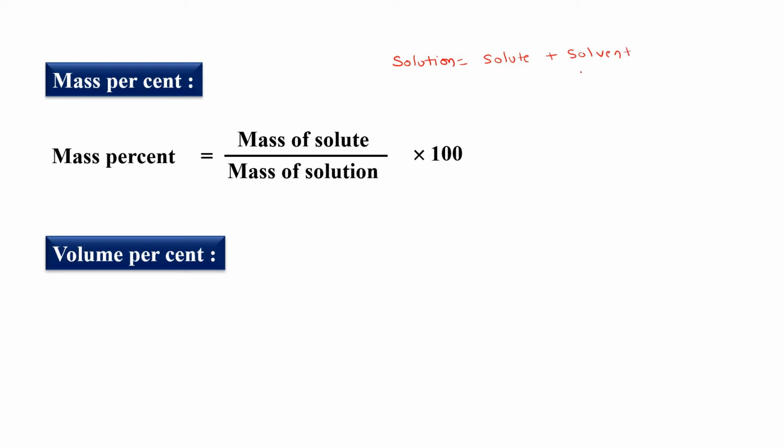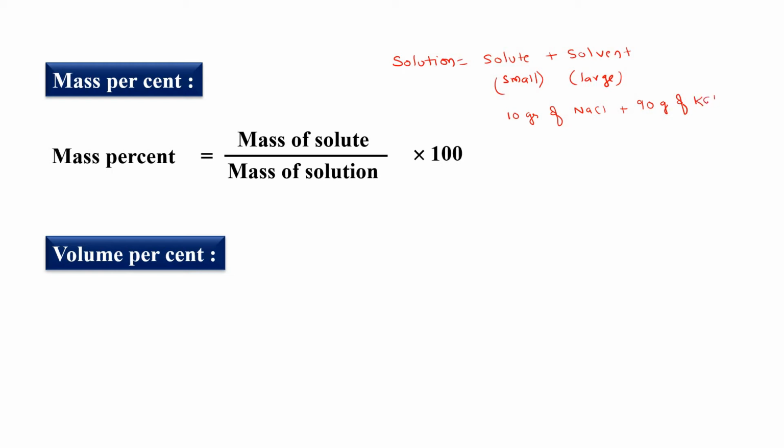Generally, one part contains a large amount and the other contains a small amount. The small amount in the solution is called the solute. The large amount in the solution is called the solvent. For example, I have taken 10 grams of NaCl plus 90 grams of KCl.